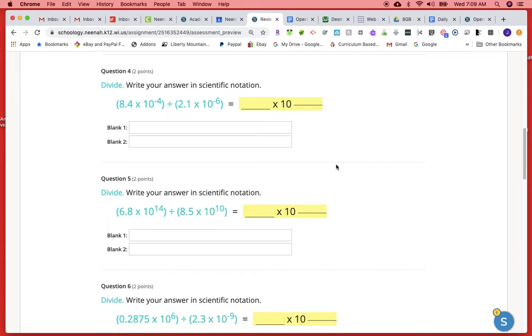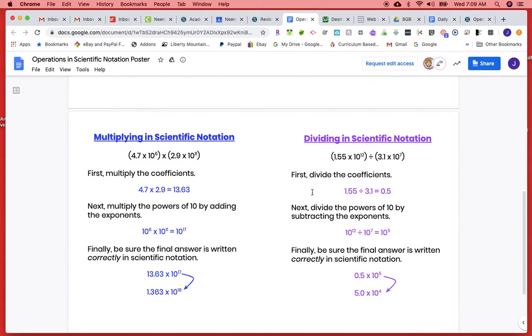Moving on to dividing, number 4. So we're looking at our purple section here on our poster.